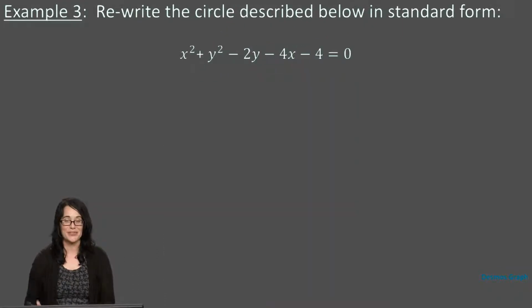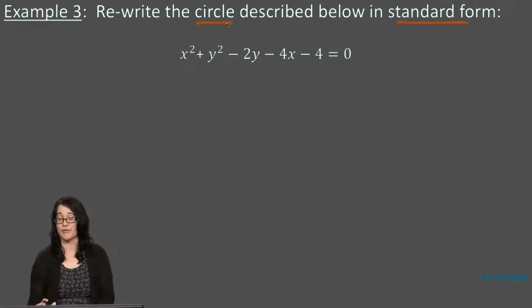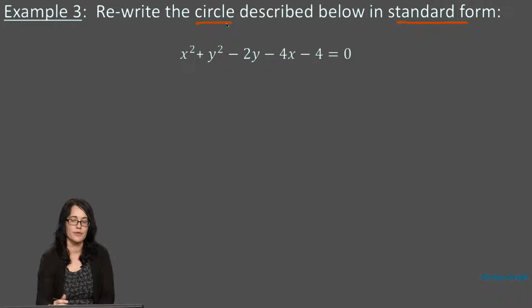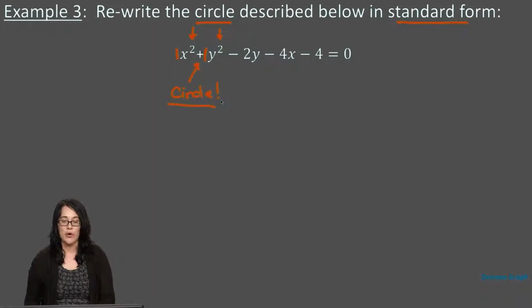All right, I think we have one more example left, and it's like the other one we did on the previous slide, so feel free to pause it and try it yourself. Example 3 says, could you rewrite this circle described below in standard form? So again, if I was not telling you it was a circle, how would you know it's a circle? Yep, they're being added together, they're both squared, and they both have the same coefficients. So those are our 3 clues that this is a circle, if they hadn't told you that, okay? So how would you go about this? Well, that's right, we need to complete the square.